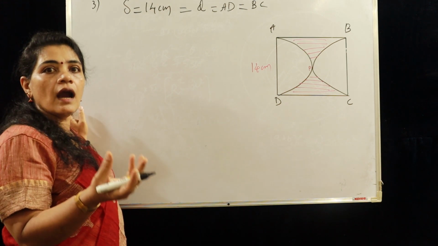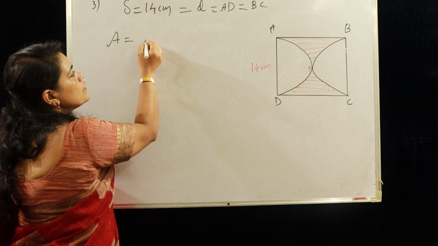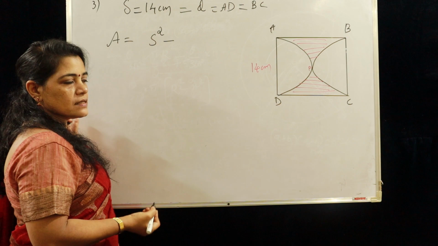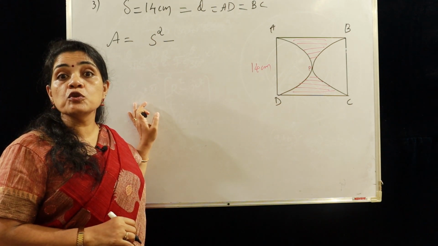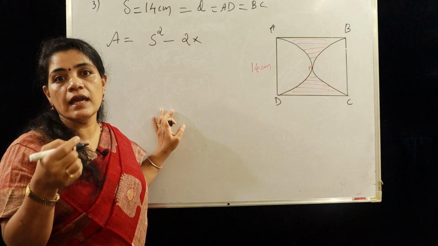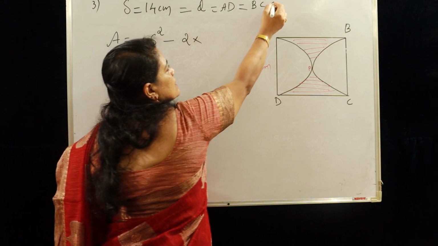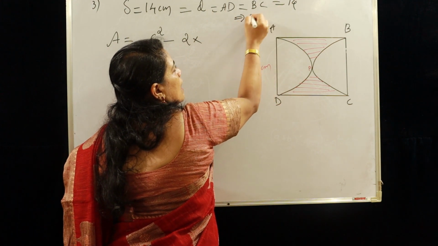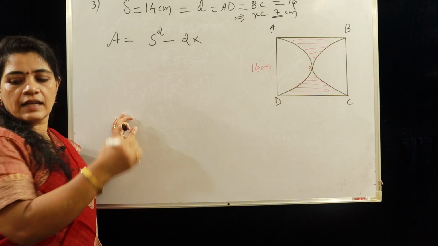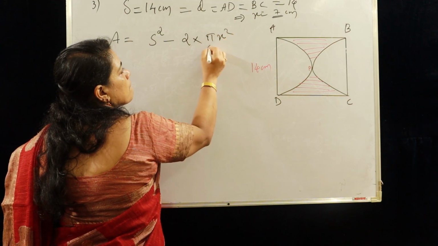Okay, so the area of the shaded region A is equal to the area of the square, that is side into side, that is S square, minus the area of two semicircles, that is 2 into, we know that the area of a semicircle is pi r square by 2. Okay, so if diameter is equal to 14, implies r is equal to 14 by 2, that is 7 centimeter.